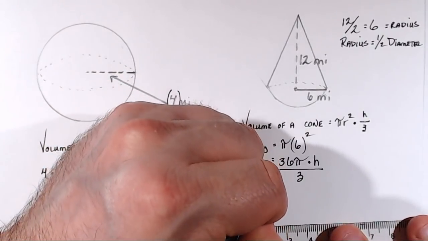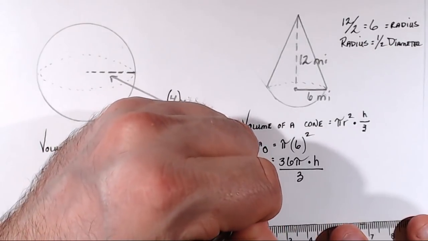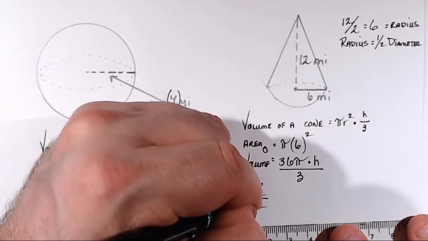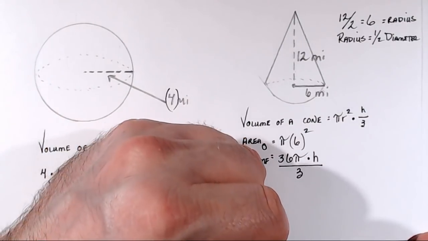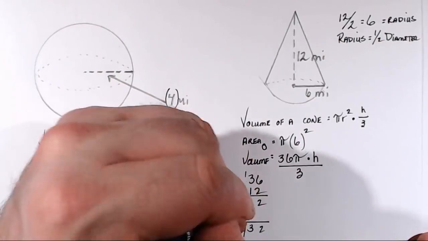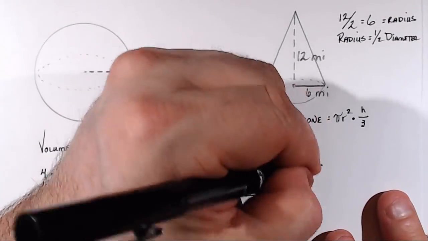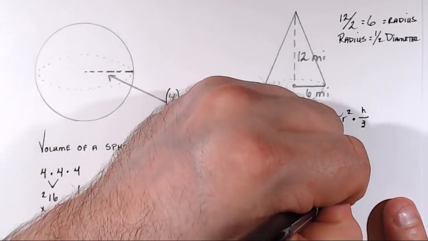36 times 12. 6 times 2 is 12. 3 times 2 is 6, plus 1 is 7. 6 times 1 is 6. 3 times 1 is 3. 2, and then 7 plus 6 is 13. Carry the 1. 432. So 432 pi.